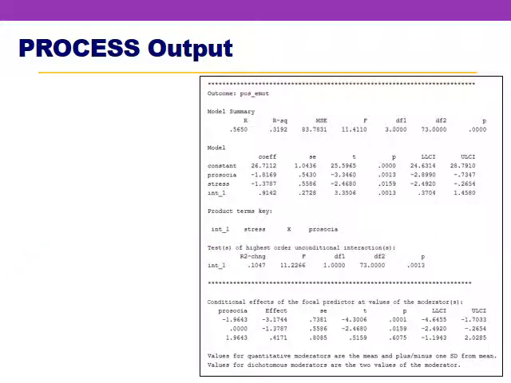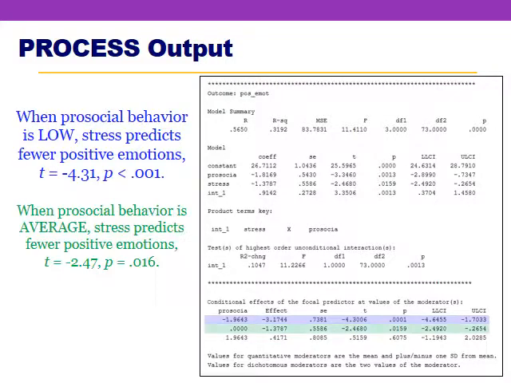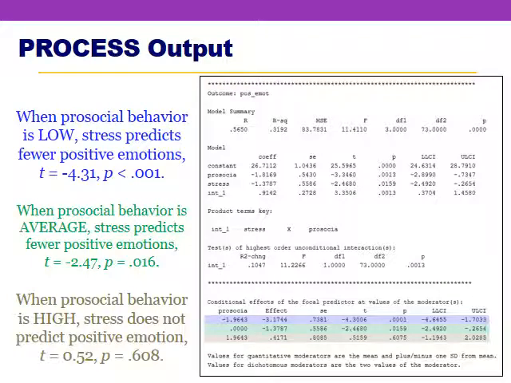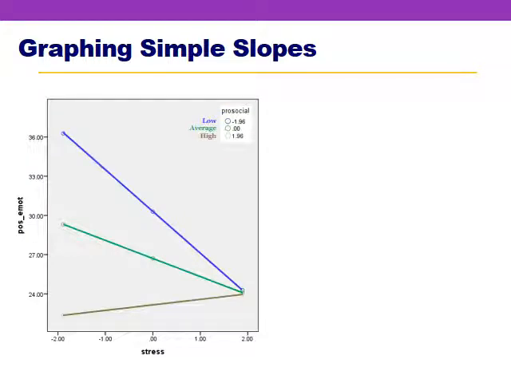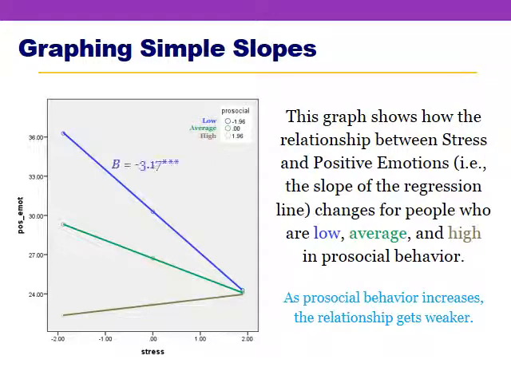I'm just going to jump back for a second. We're taking the slopes. These numbers right here, negative 3.17, negative 1.37, and 0.41, those are the slopes of the regression line for people who are low, average, and high in prosocial behavior respectively. So all SPSS is doing is taking those three slopes and graphing them in a way that's easy for us to see. Negative 3 point whatever, negative 1 point whatever, and positive 0.4. Oh, and there they are.